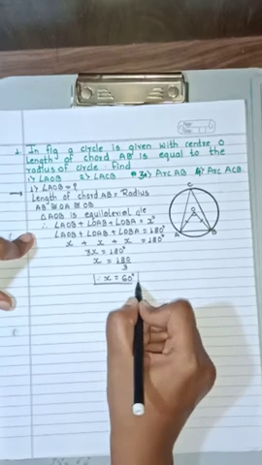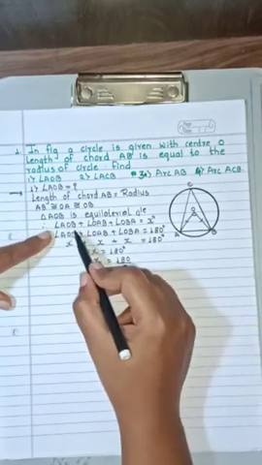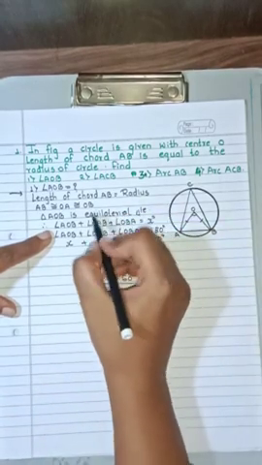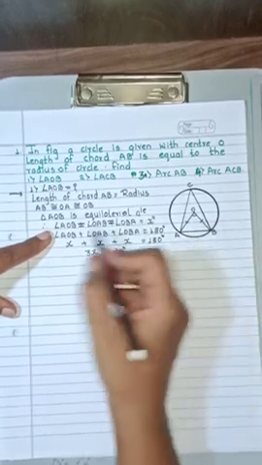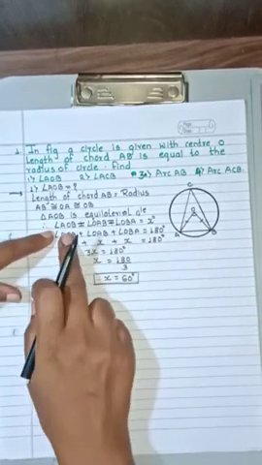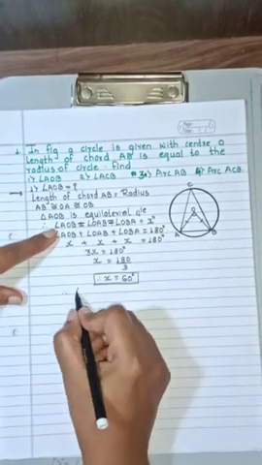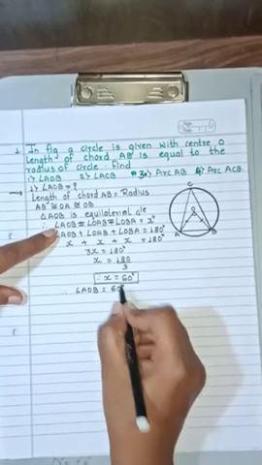As x is 60, what is x? It is the measurement of angle AOB. Therefore you can write down angle AOB is x. Therefore directly you write down angle AOB is equal to 60 degrees.